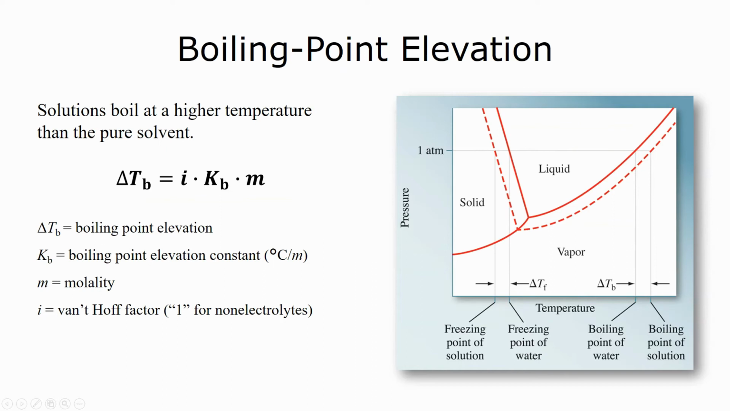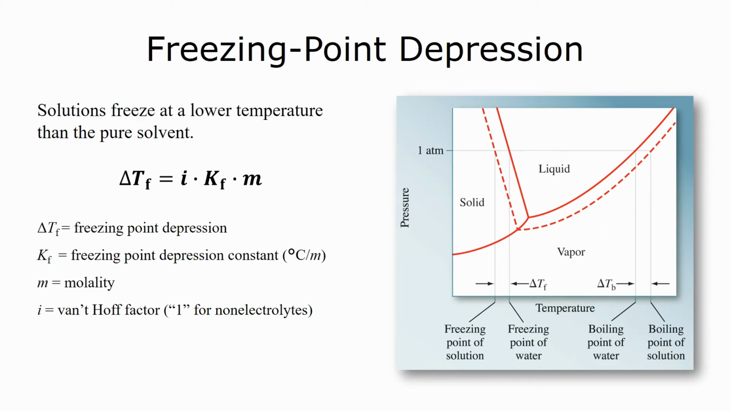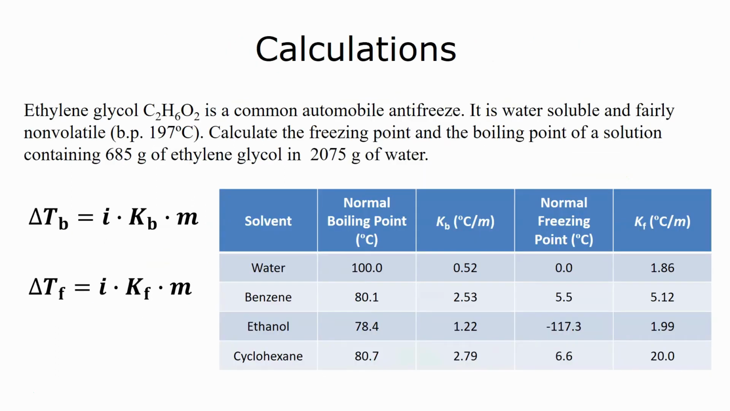Now, the equations for change in boiling point, or boiling point elevation, and freezing point depression are very similar. So, for instance, the change in boiling point is equal to what's known as the Van't Hoff factor times the boiling point elevation constant times the molality of the solution. The freezing point depression, or the change in freezing point, again is equal to the Van't Hoff factor i times Kf times molality. So for example, ethylene glycol, common automobile antifreeze, is usually a solution in water.